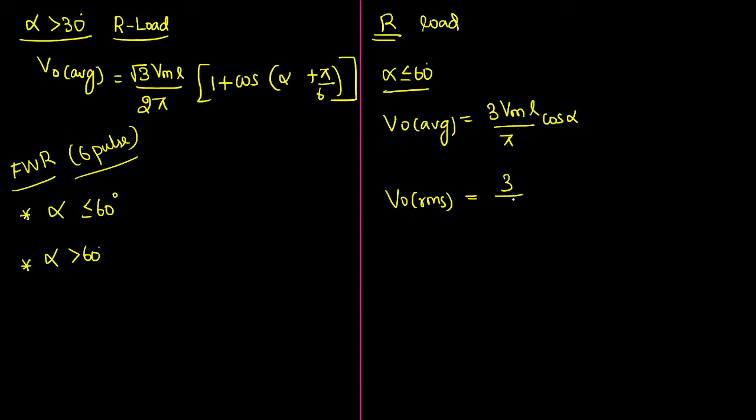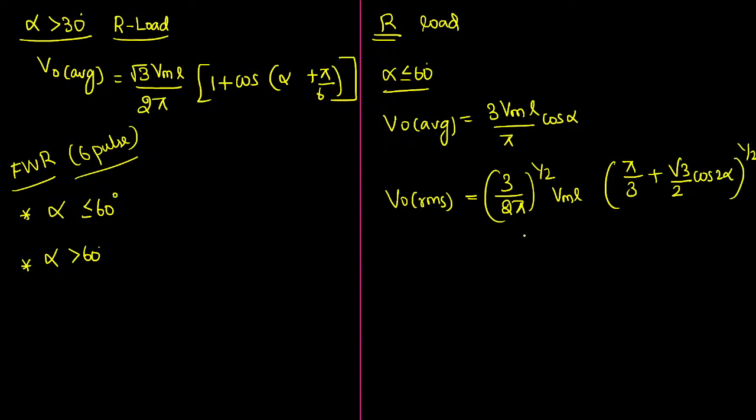It will be 3 by 2 pi. We should keep all this under root. Then you can consider maximum line voltage, and it will be pi by 3 plus root 3 by 2 into cosine of 2 times alpha, whole power 1 by 2. Yes, this is the formula. This is the V naught RMS voltage.